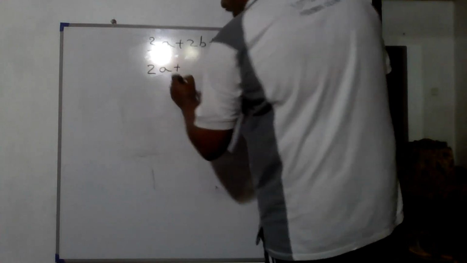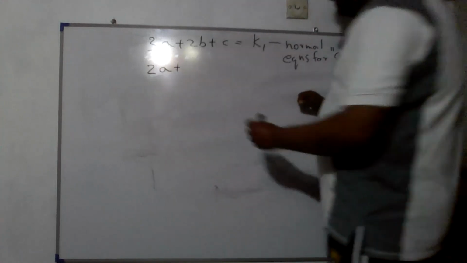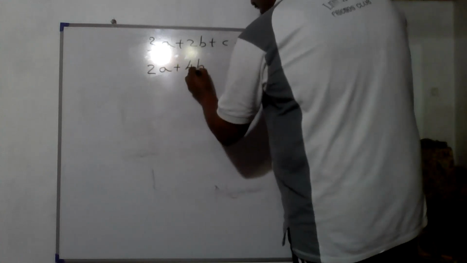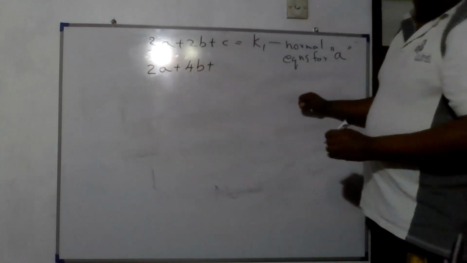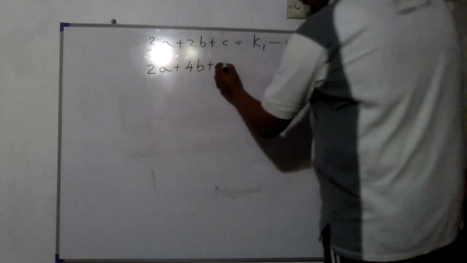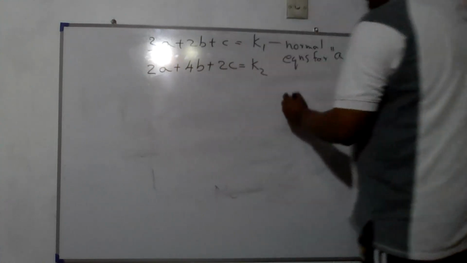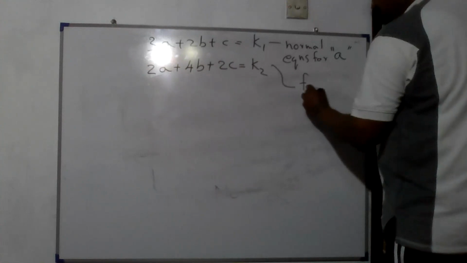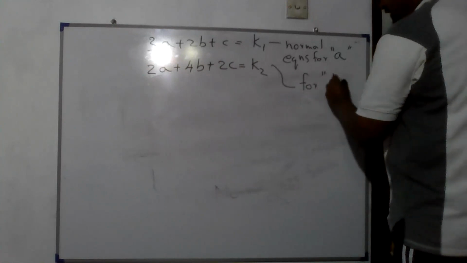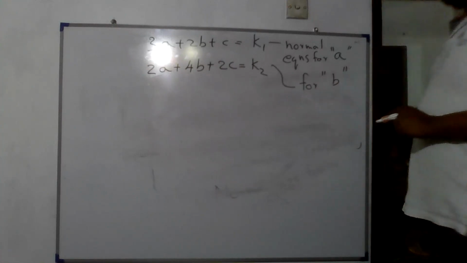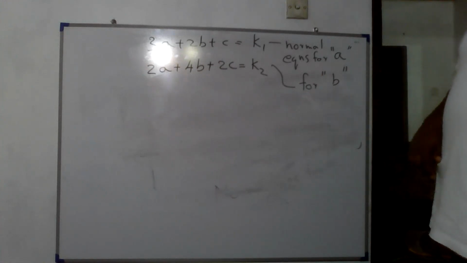Okay. Now the next equation given here in page 77 is 2a + 4b + 2c equals k2 or something like that. This is for variable b, right?